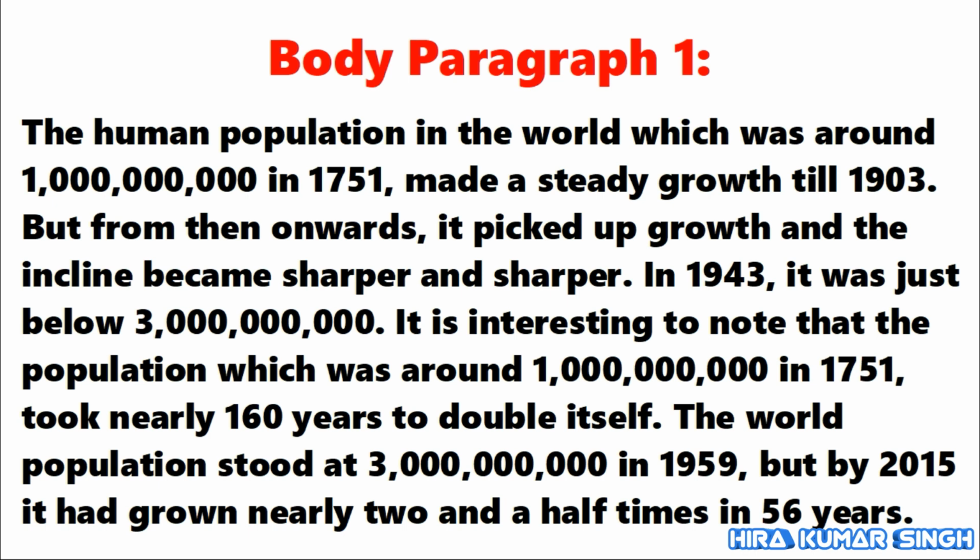Actually, for the first 160 years since 1751, the growth of population was very slow. But once population doubled itself, the growth picked up. In 1751 the world population was 1 billion and it became 2 billion in 160 years. But in 1959 the world population stood at 3 billion, and it grew 2.5 times more in 56 years.